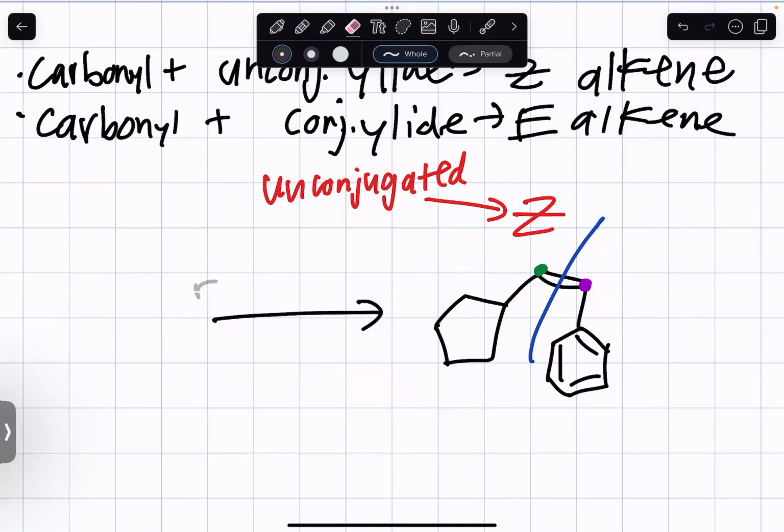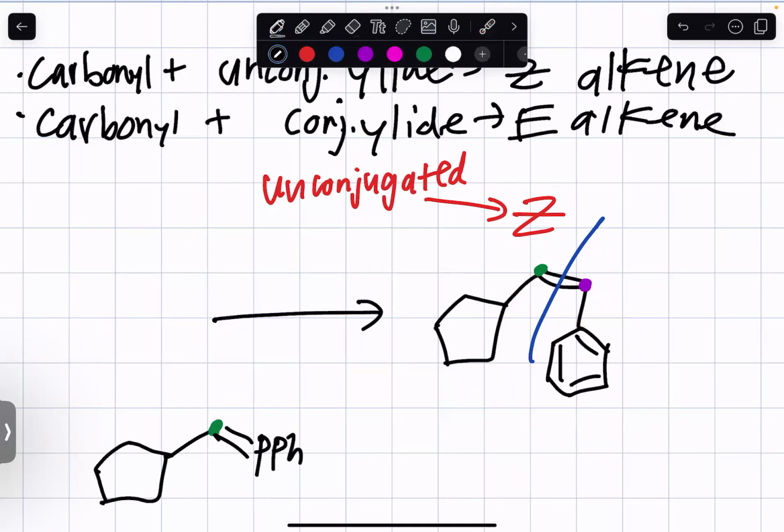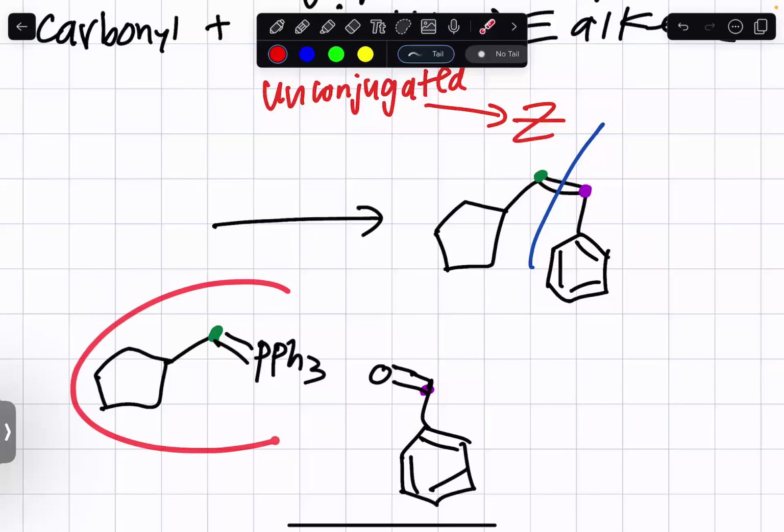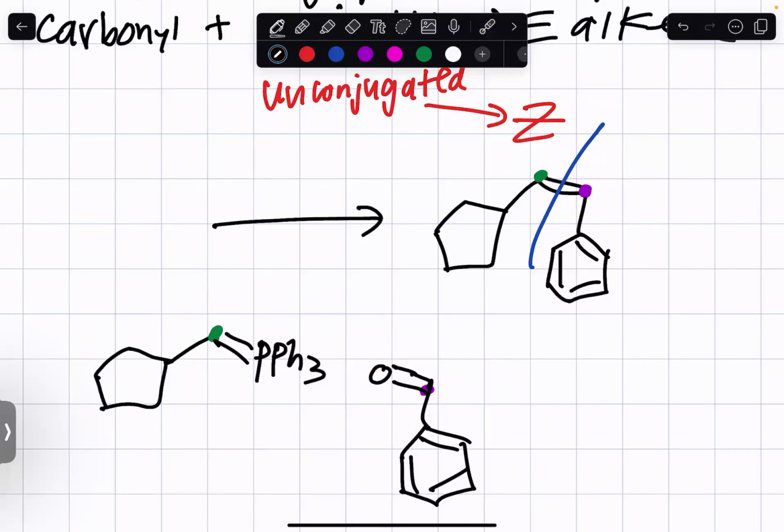The cyclopentane. Right. So that side with the green carbon is the carbon of the ylide, making the purple carbon the carbon of the carbonyl, like that, where when we react this together, that would create the Z alkene here.